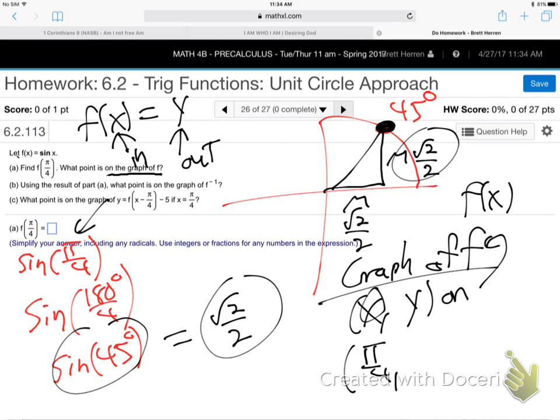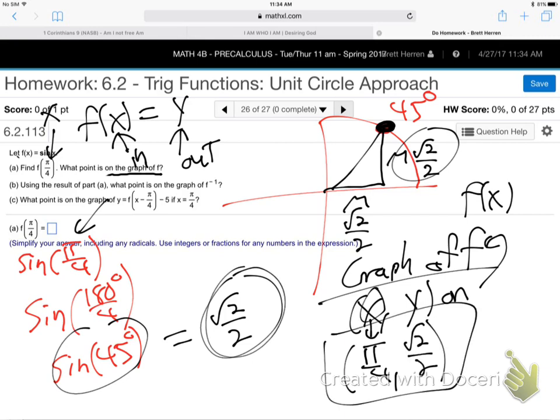So what did I plug in? I plugged in pi over 4. That's x. And what comes out, that answer, root 2 over 2, that's y. So there's what they actually want on part A: x, comma, y, which you plugged in, comma, the answer you got out, with parentheses. Because they said, what's the point on f? We need to do part B also. Is that good so far?